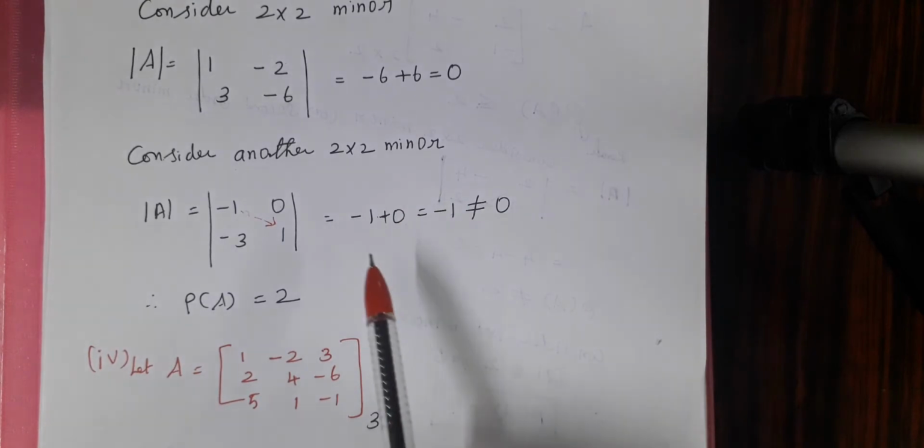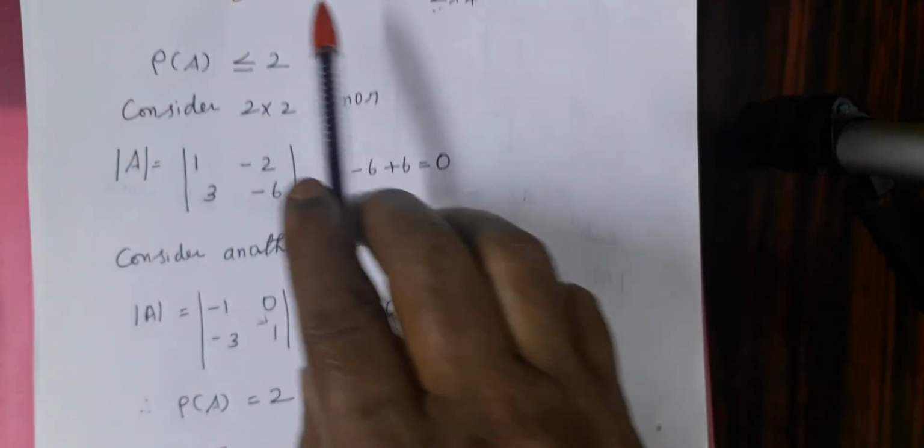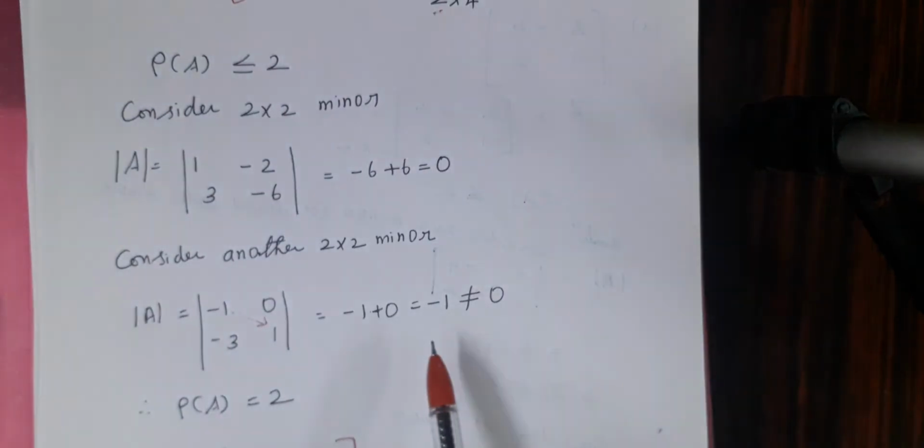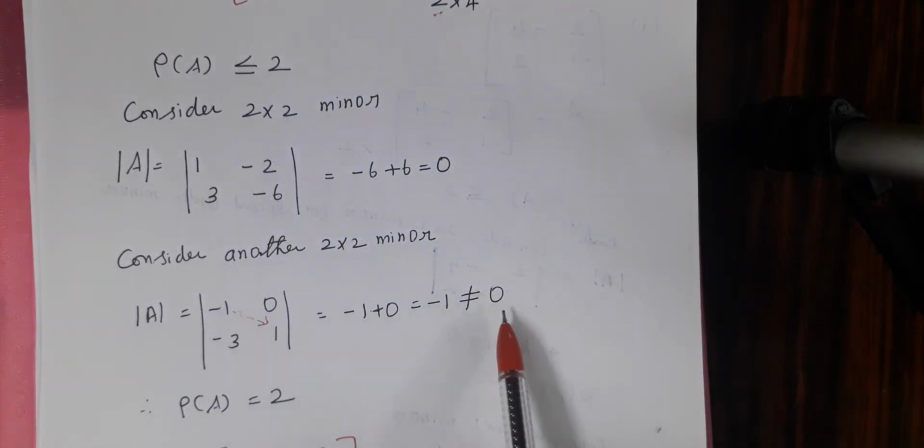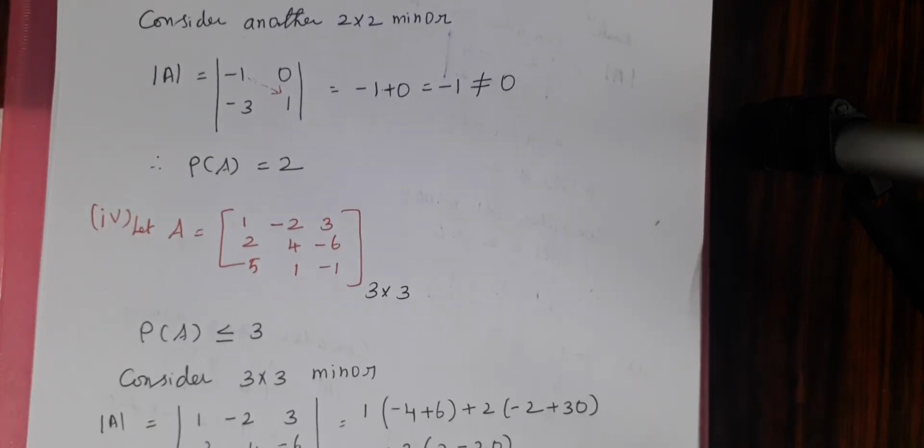We take the second or third minor. Among the question, you take any of the minors. A 2 by 2 minor is selected. See here, this value is not equal to 0. Therefore, the rank is 2. Now see the fourth question.